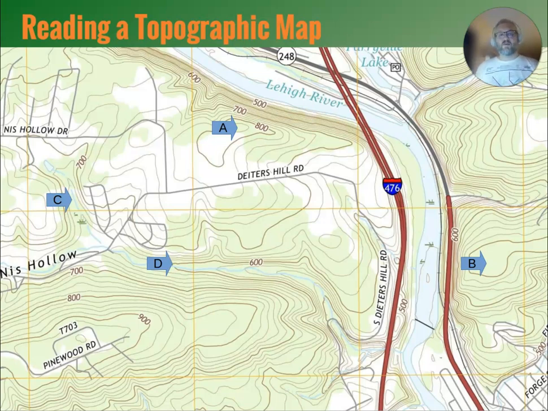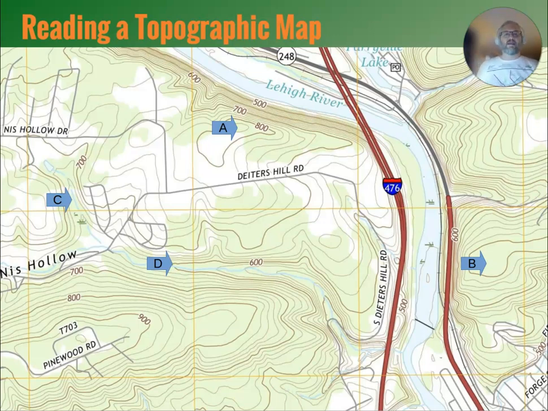So if, for example, let's look at the road intersection just southwest of A, where Dieters Hill Road meets, what's that, Nis Hollow Drive, coming around there. Right, so there's that intersection there. So that's downhill from A. So you can see it's below the 800, but it's not yet down to the next dark one that would be 700. So it's somewhere between 800 and 700.